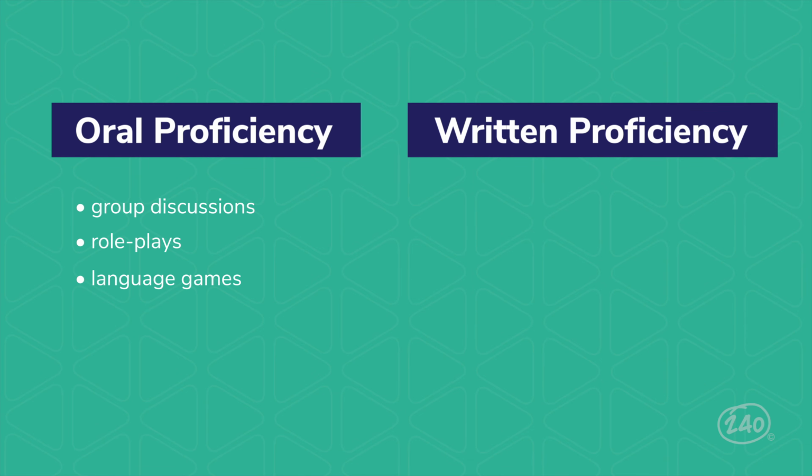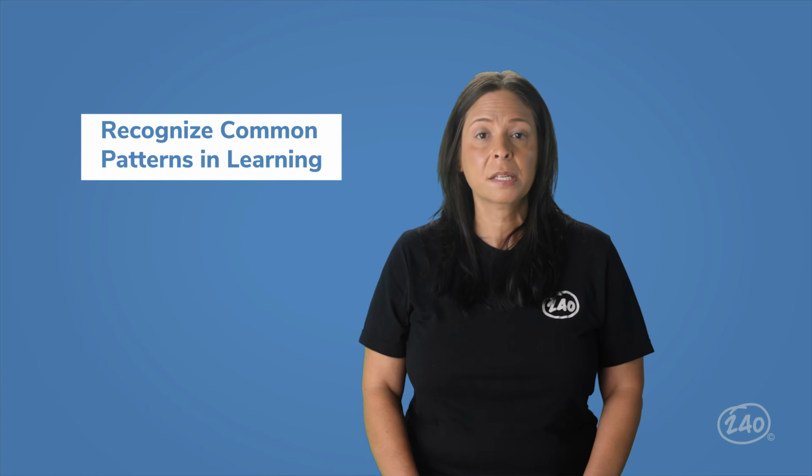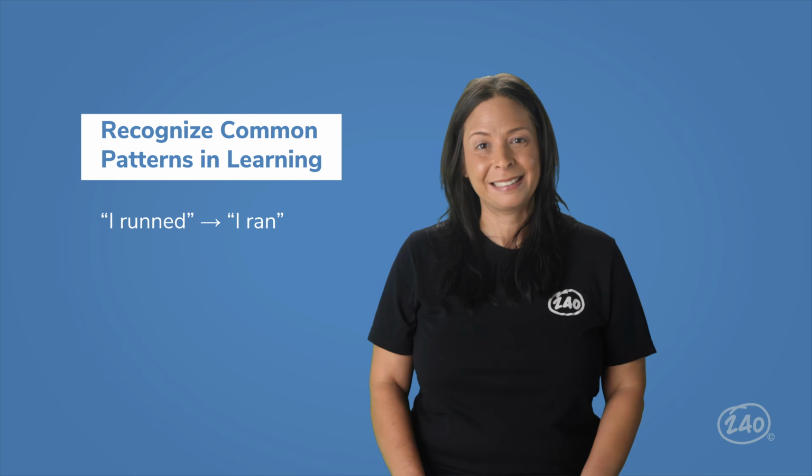For written proficiency, provide structured writing exercises like sentence frames and writing prompts. Always encourage peer review and offer feedback that focuses on both grammar and content. It's also important to recognize common patterns in learning, like overgeneralizations. This happens all the time when students apply grammar rules too broadly. For example, a student might say, "I run it," instead of "I ran." Overgeneralization is a natural part of language learning. Address it by providing clear explanations and plenty of practice with irregular verbs and exceptions to the grammar rules.